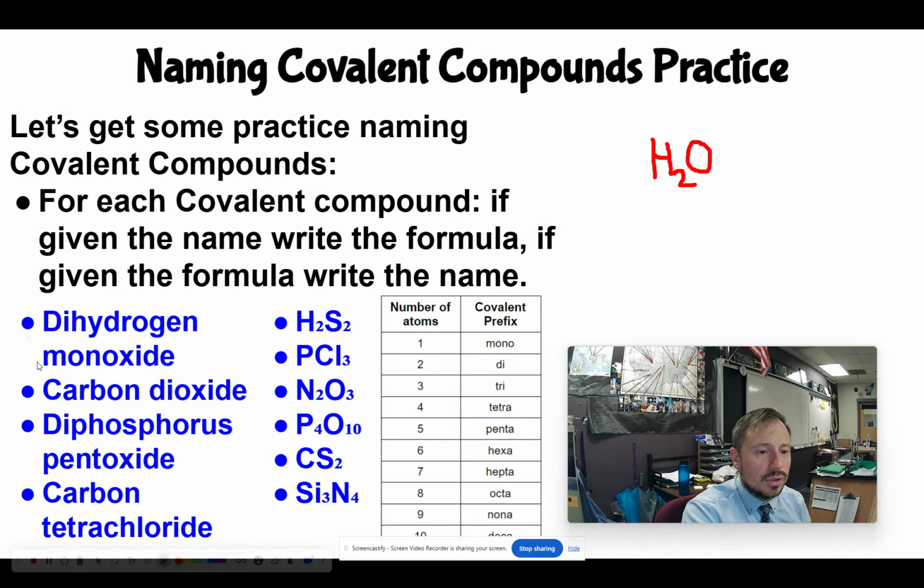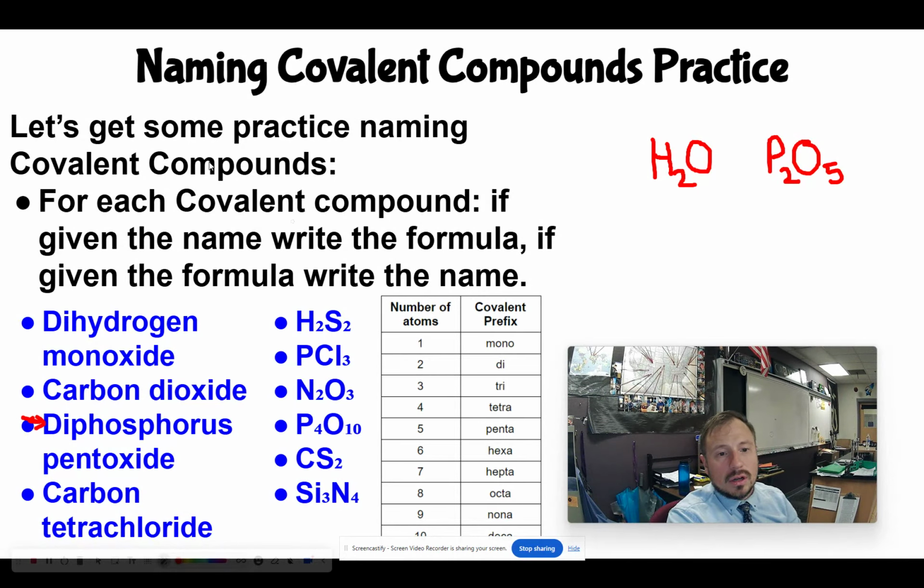I'm going to do this one down here, diphosphorus pentoxide, just because each of them have a prefix. So I'm going to write those elements out. I've got phosphorus and oxide, which is oxygen. Di means two, and pent means five.